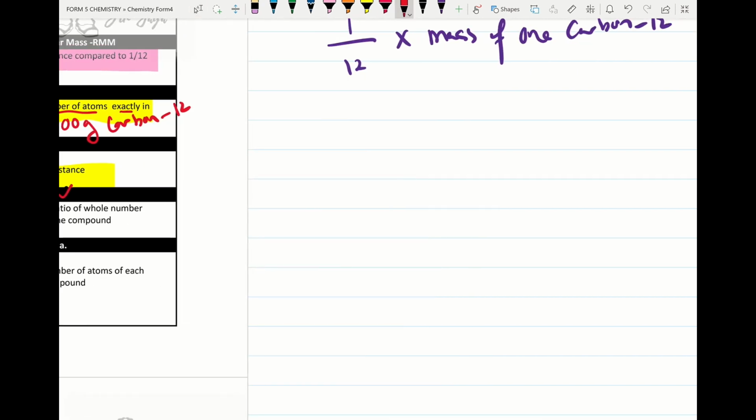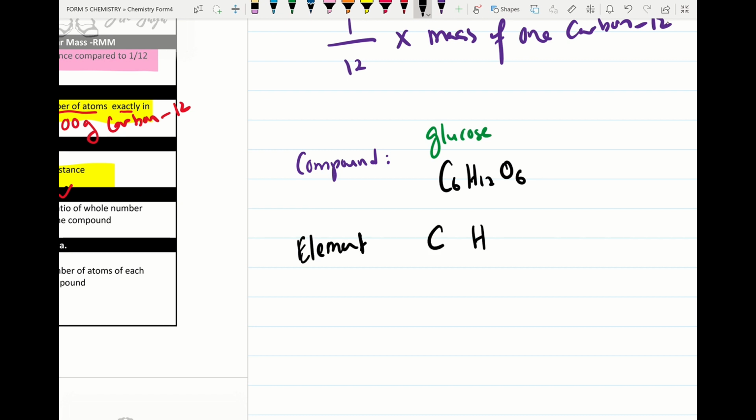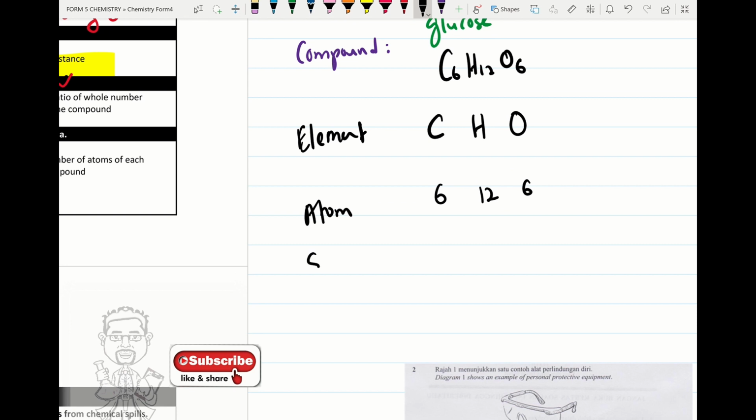We try to do one example here. So I take a compound, right, this compound is known as glucose. So I put the formula of glucose, C6H12O6. Alright, this compound called glucose contains 3 elements, which are carbon, hydrogen, and oxygen, and the number of atoms is carbon 6, hydrogen 12, and oxygen 6. Alright, so we try to find the simplest ratio. So I divide with the smallest number, which is 6. So I will get 1 to 2 to 1. So the empirical formula is CH2O.